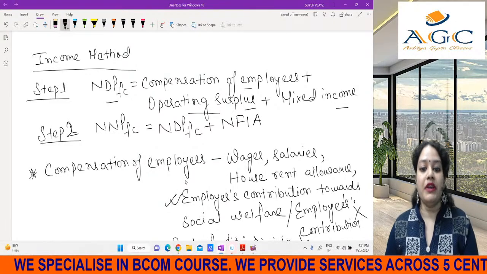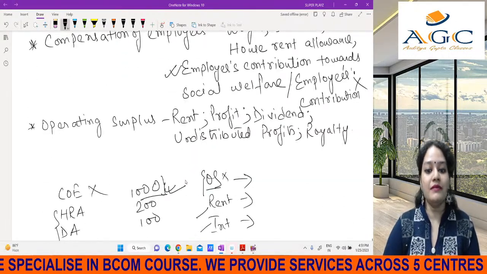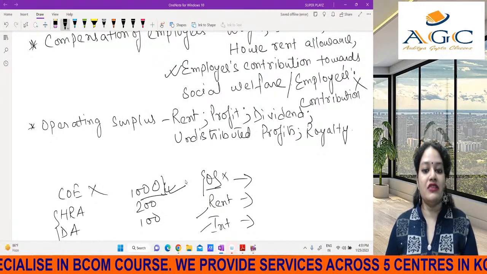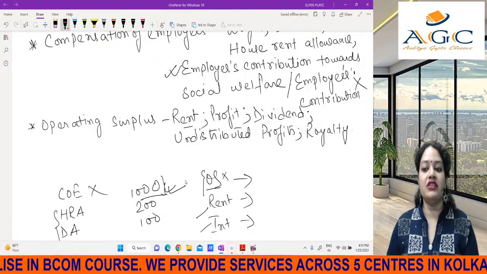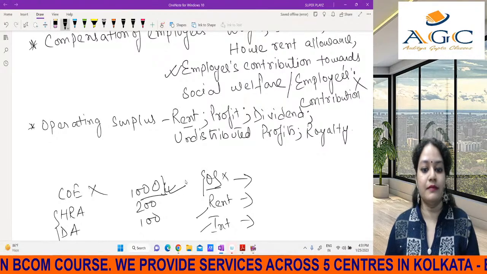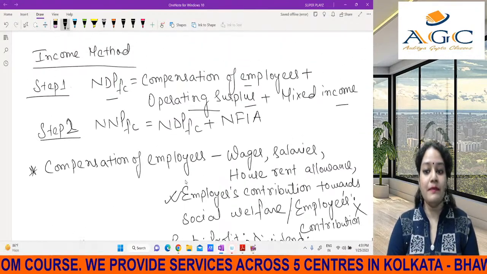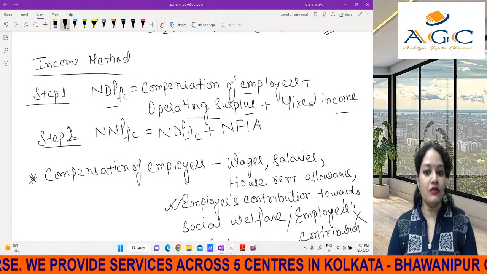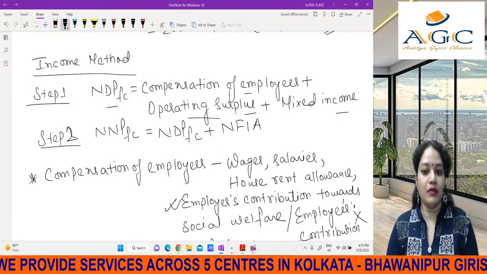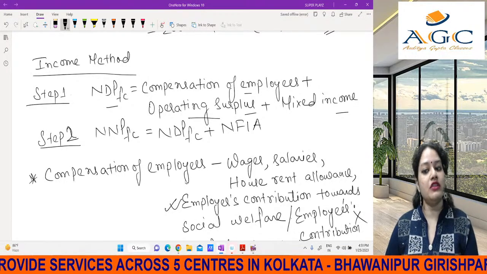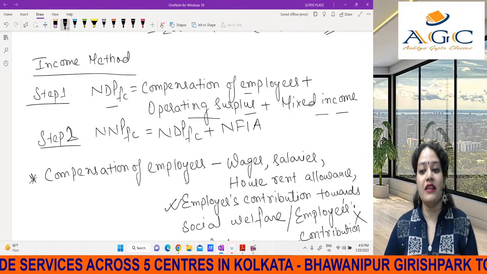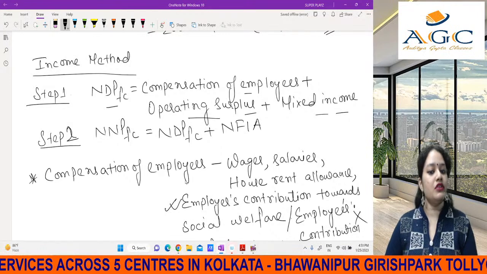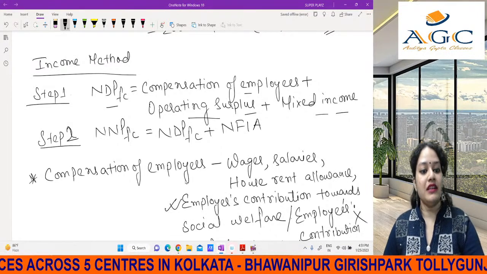Clear? And operating surplus, as in any income that we are getting, just as rent, profit, dividend, undistributed profits, royalties, these things. And mixed income, the values might be given to you as a whole, or it might not be, like the compensation of employees and operating surplus. But mixed income, that value is given to you, no subdivisions are given. That is our step one.